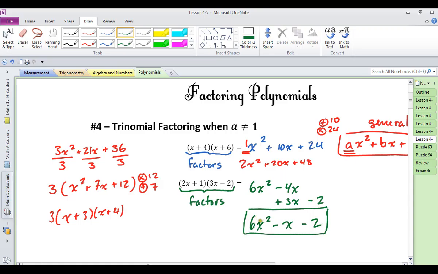Well, let's check. Does that divide by 6? No. Does that? No. So I can't GCF this one. So now I gotta do a new thing, and I'm about to teach you how to do it. Now listen to me. There are 3 ways to do this.